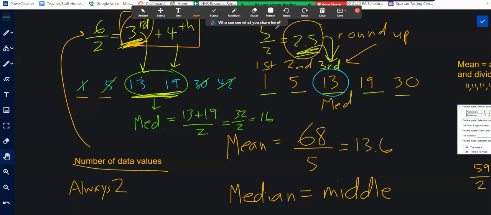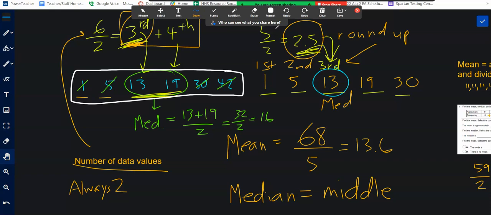So when you have 6 different numbers, 1, 5, 13, 19, 30, and 42, and you want to find the middle. Now, I know, good old middle school, as long as you have them in increasing order, you can cross off from each end until you get to the middle. I know, that's kind of how we did it before. What we want to do is take half of the total data values, which in this case is 6, and this is going to help us find the middle.